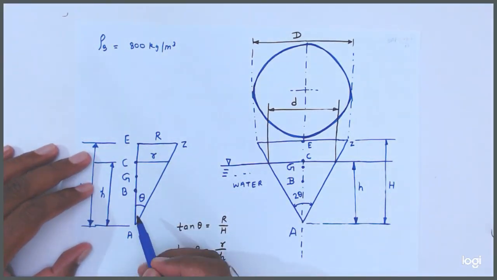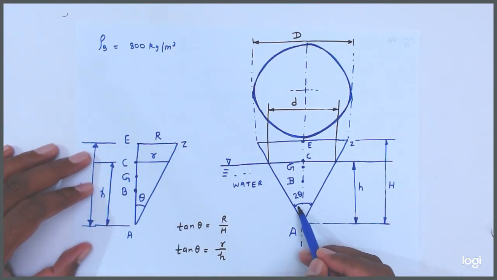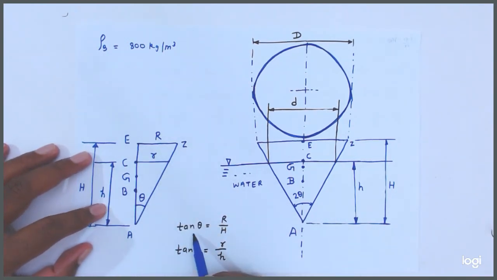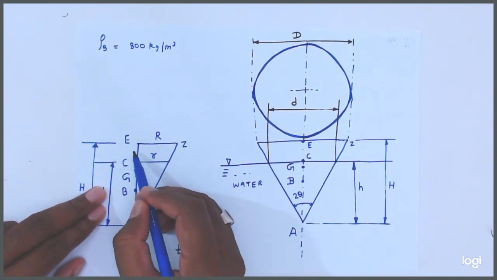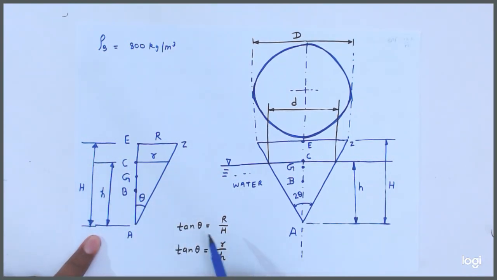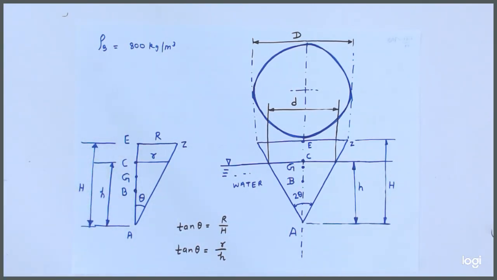Getting friends? So in this triangle, the total apex angle is 2 theta, so the half angle is equal to theta. So in this triangle, tan theta is equal to what? R by total height, so R by H. If you see in the smaller triangle, tan theta is equal to small r divided by small h. Okay, this much is clear.